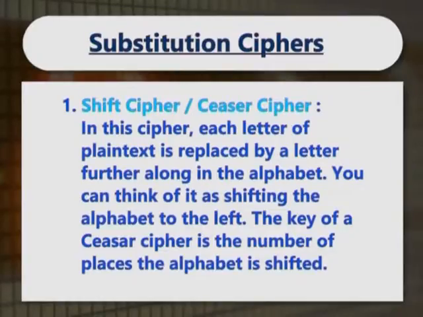It is a type of substitution cipher in which each letter in the plain text is shifted a certain number of places down the alphabet. The key is the number of letters you shift. In a Caesar cipher, each letter of plain text is replaced by a letter further along in the alphabet. You can think of it as shifting the alphabet to the left. The key of a Caesar cipher is the number of places the alphabet is shifted.